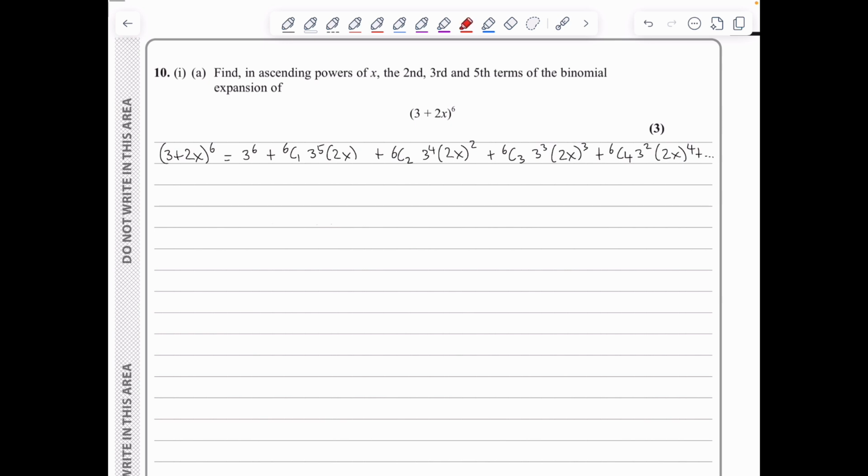Well, the second term is obviously the term in x, the third term is the term in x squared, and the fifth term is the term in x to the power of 4. So we can see that the second term will simplify to 2916x, the third term is going to be 4860x squared, and the fifth term is going to be 2160x to the power of 4.